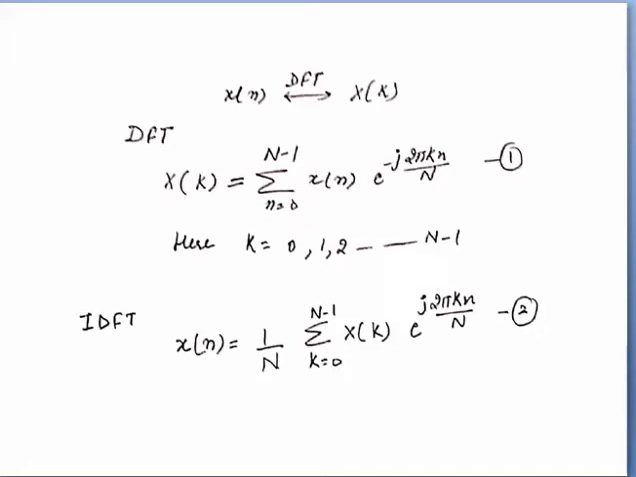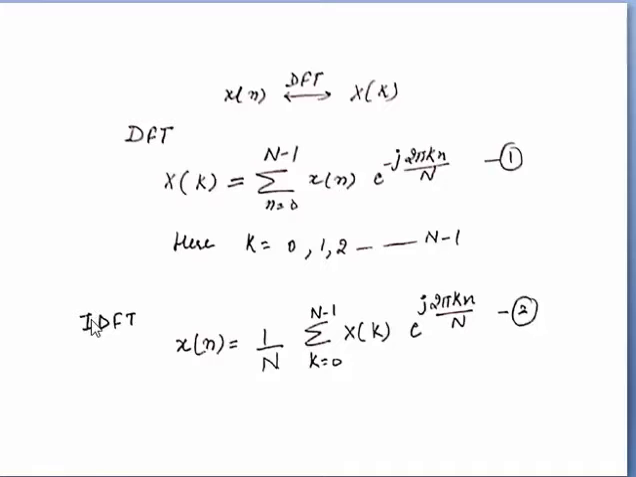So what happens in this: we have x of n, its DFT is X of k, and x of n is the inverse DFT of X of k. The DFT formula is, according to DFT, X of k is equal to summation n from 0 to N minus 1 of x of n e raised to power minus j 2 pi k n by N. That is small n, it's capital N. That is equation number 1. Here k is equal to 0, 1, and so on up to N minus 1.